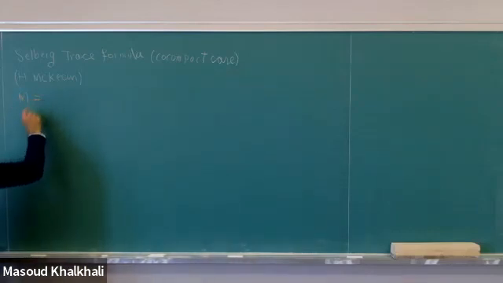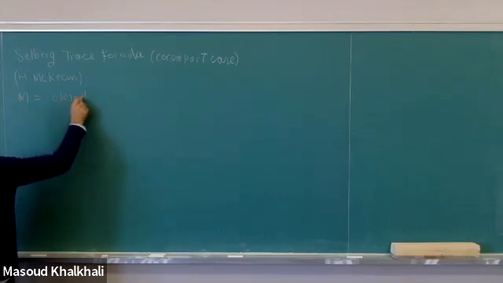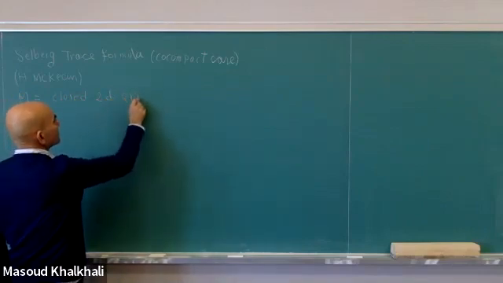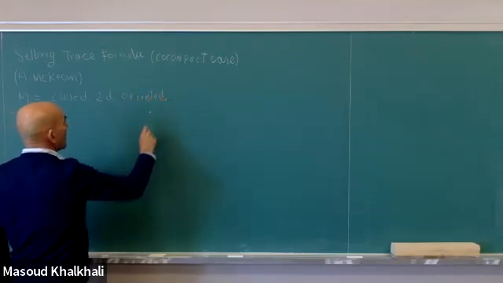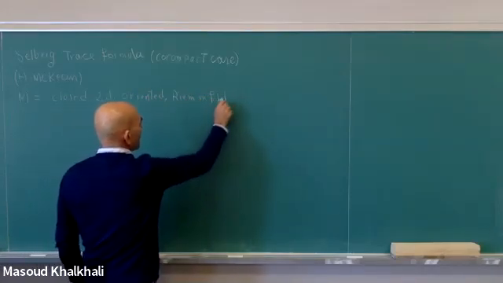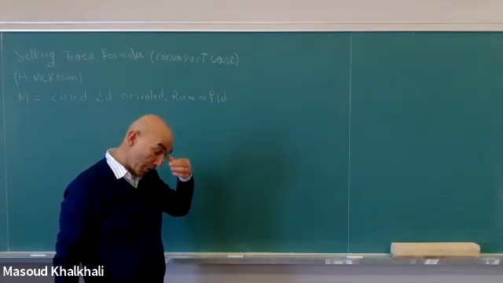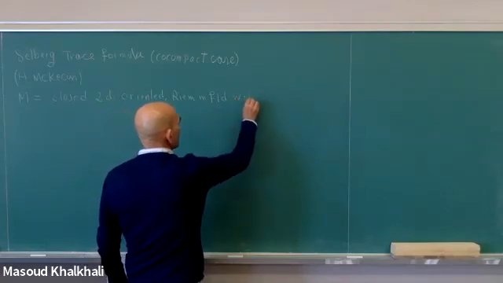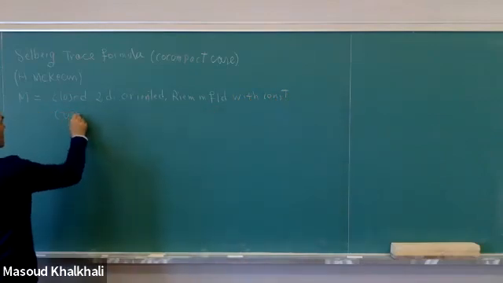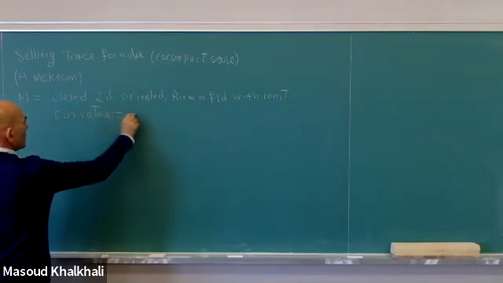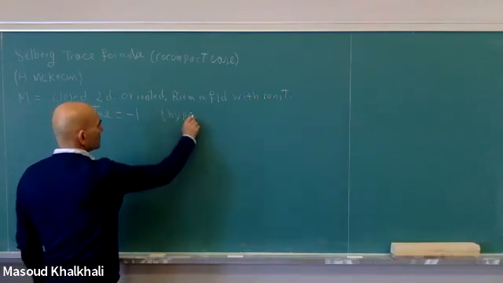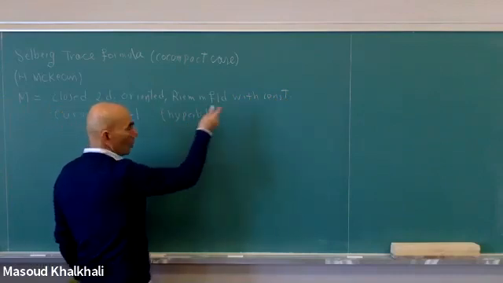M is a closed, two-dimensional, oriented Riemannian manifold with constant curvature equal to -1. So these are called hyperbolic manifolds, closed hyperbolic surfaces.